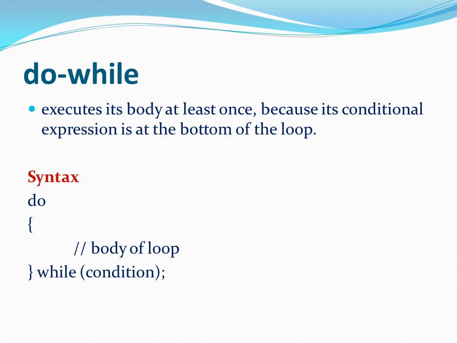Next one is the do while loop. Here it executes the statement at least once, because the condition is checked at the bottom of the loop. See the syntax. First do, inside that we have a set of statements. So at least it executes one time, and last it checks the condition.